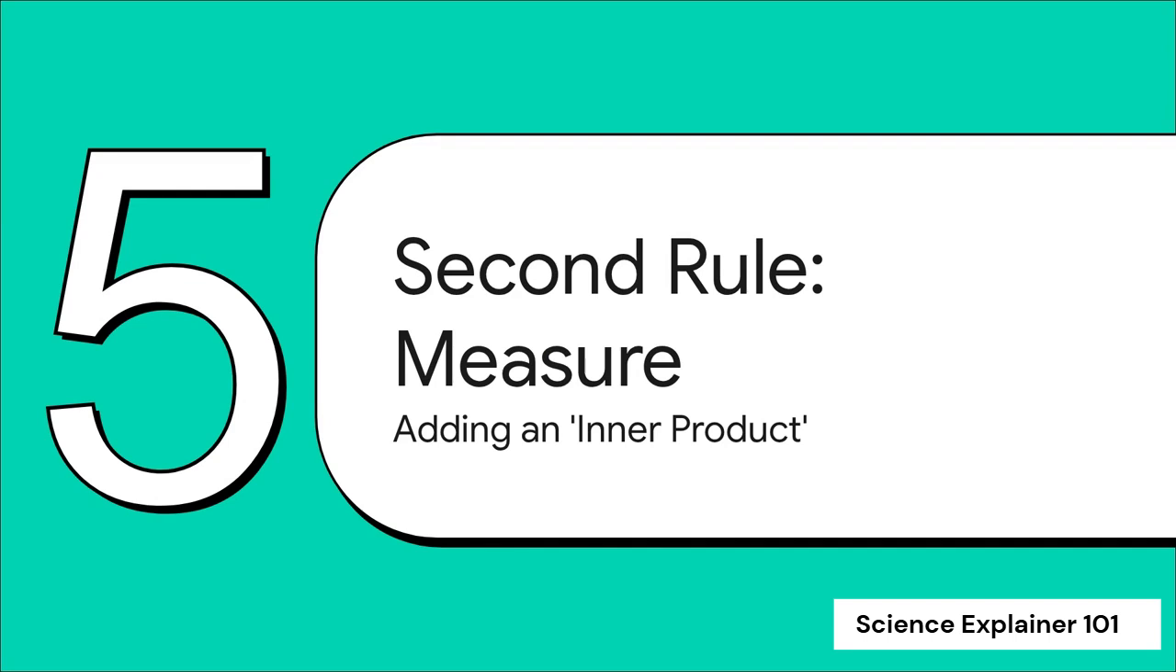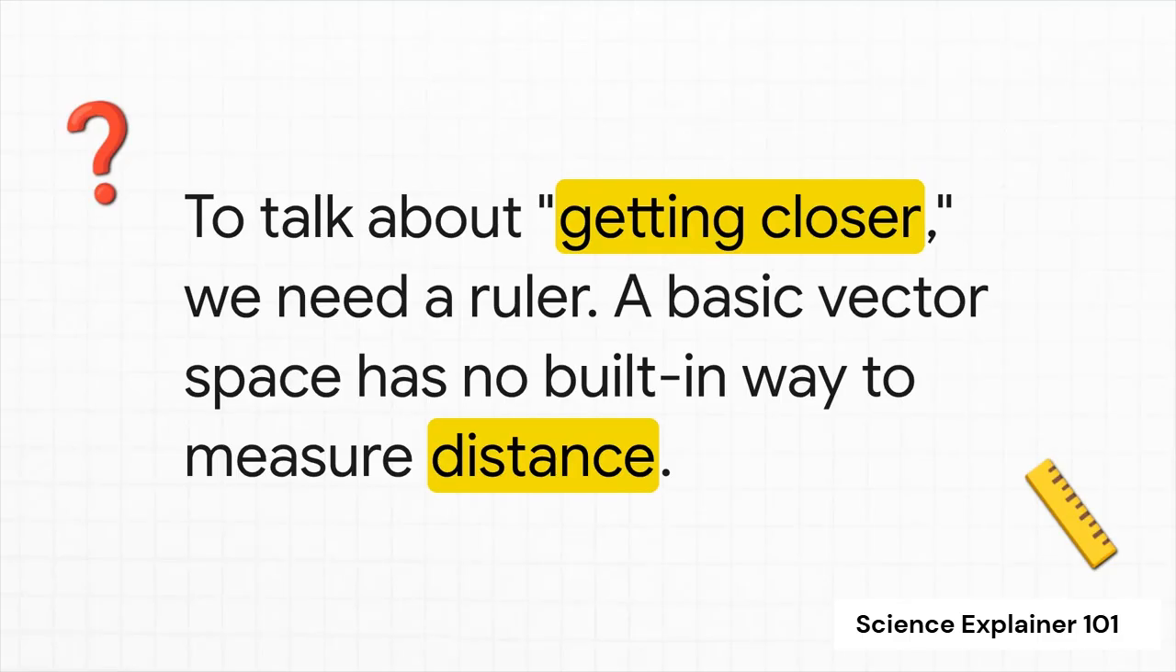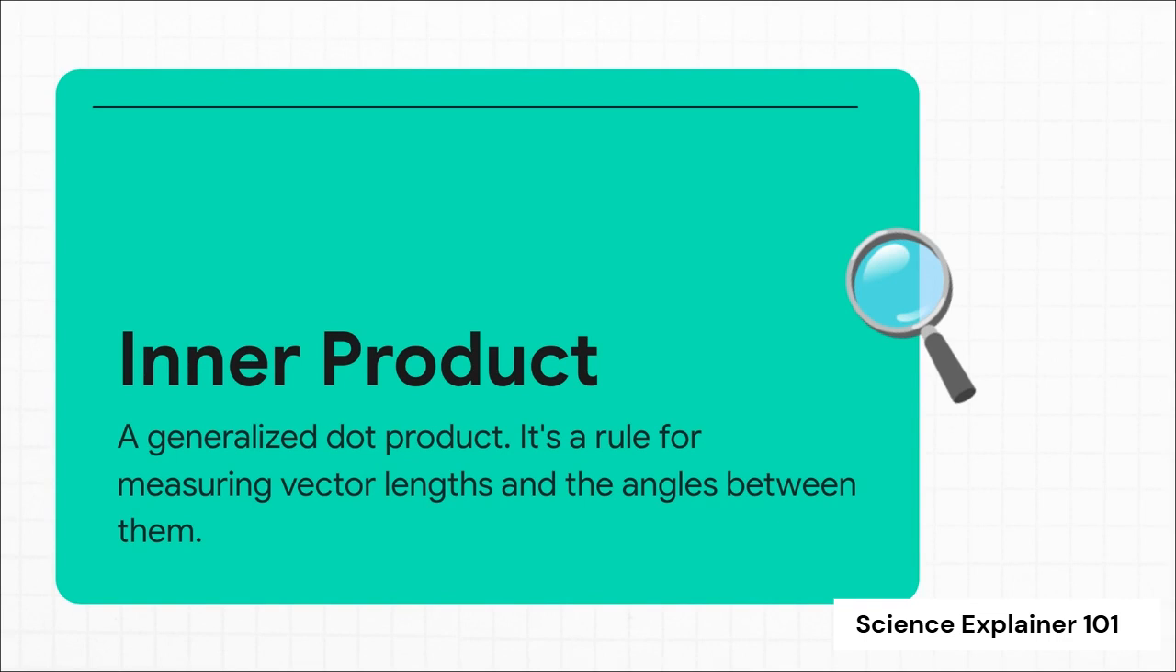But hang on a second, that brings up a pretty big question. How do we even know if a sequence is getting closer to a destination? I mean, to talk about distance at all, we're going to need that ruler we mentioned earlier. And that brings us to our second rule. See, a basic abstract vector space, even a crazy infinite dimensional one, doesn't just automatically come with a way to measure lengths or angles. And if you can't measure distance, then this whole idea of completeness and getting closer is totally meaningless. The solution, the hero of the story, is something called an inner product.